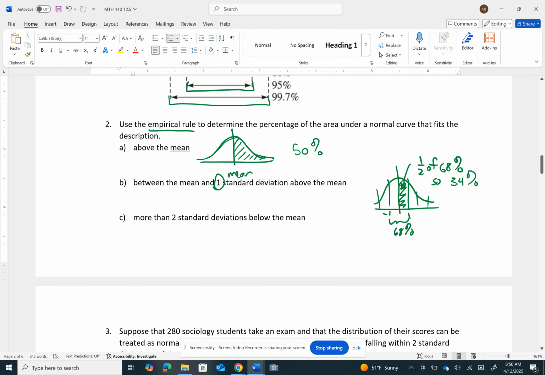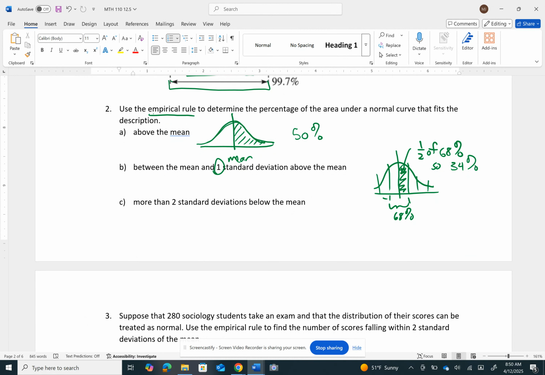All right, now the wording of this is a little confusing. I'd have to work on that for a test. So more than 2 below the mean, what I meant by that is out here.